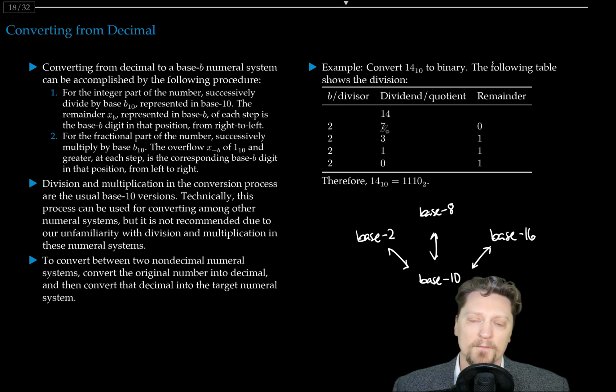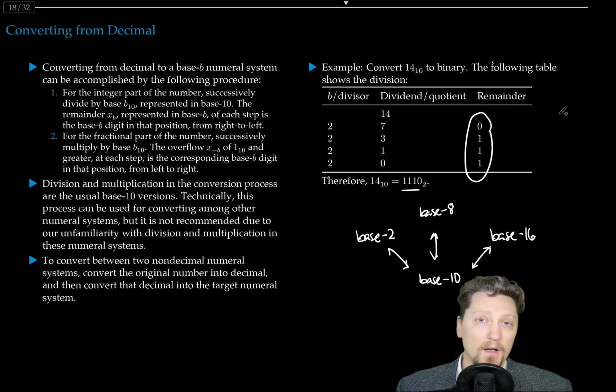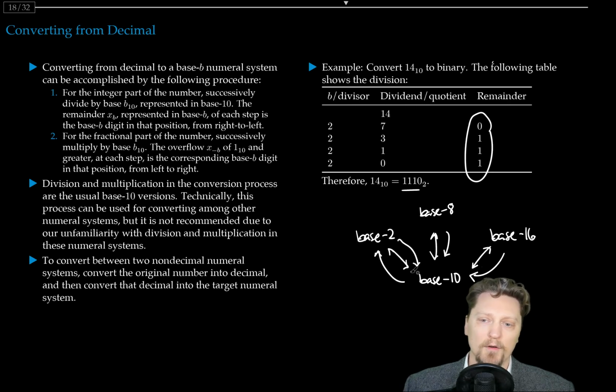We divide 7 by 2, we get 3 with a remainder of 1. We divide 3 by 2, we get 1 with a remainder of 1. We divide 1 by 2, we get 0 with a remainder of 1. And this column of remainders becomes our binary number. 14 in base 10 is 1110 in base 2. So that conversion was from base 10 to base 2. In the previous slide, we covered how to go from base 2 to base 10 and any base to base 10. So we can go from base 10 to any of these other bases using this procedure.